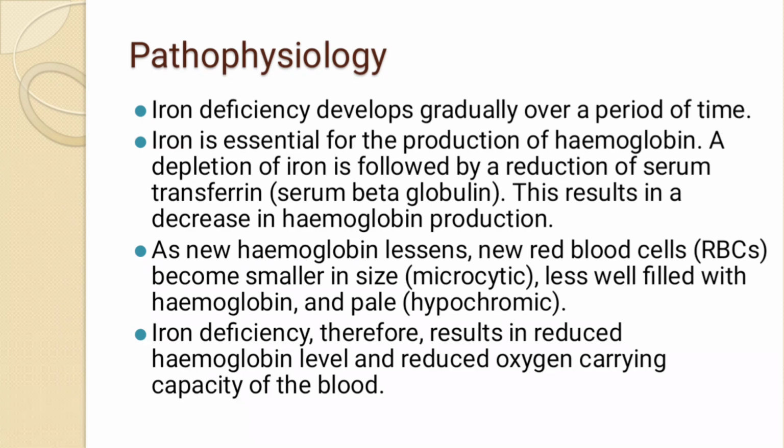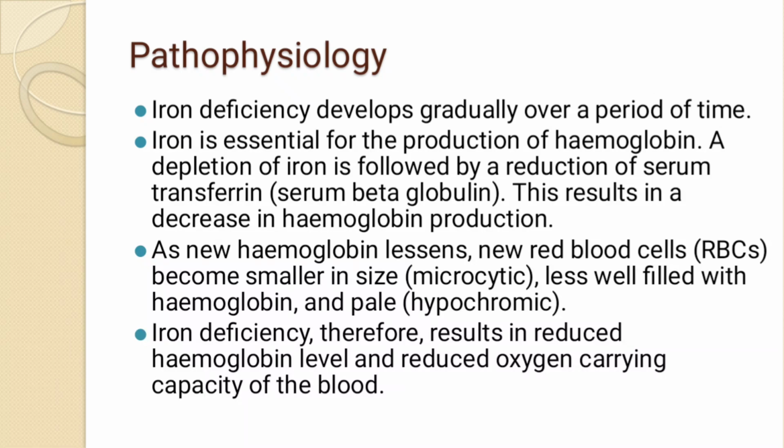Pathophysiology of iron deficiency anemia. Iron deficiency anemia develops gradually over a period of time. Iron is essential for the production of hemoglobin. A depletion of iron is followed by a reduction in serum transferrin (serum beta globulin). This results in a decrease in hemoglobin production.